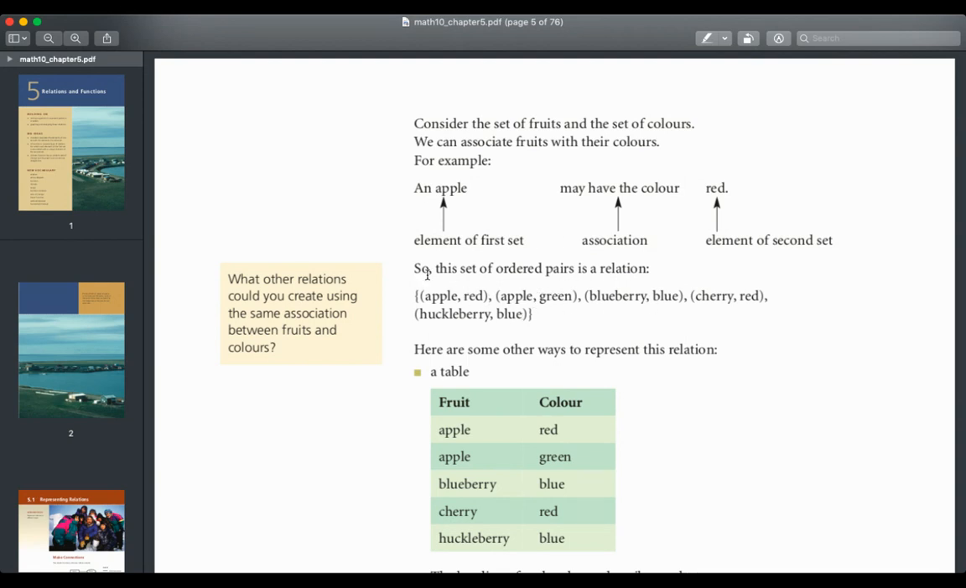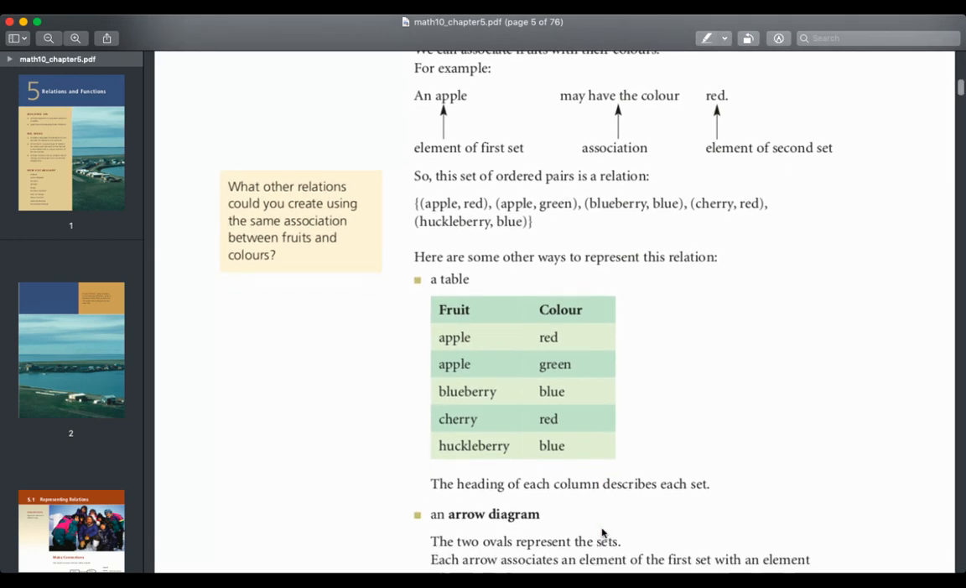We have the first one, which is called the independent value, and the second one, which is called the dependent value. We could also represent the exact same thing in a table where our first column represents our x or independent values, and our second column represents our dependent or y values. So we have apple and red, apple green, blueberry blue, cherry red, huckleberry blue. Same idea, but just in a table format.